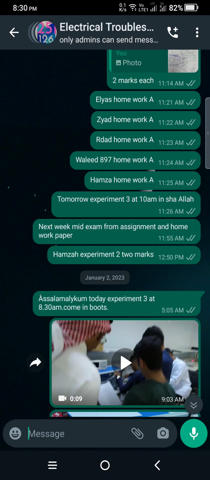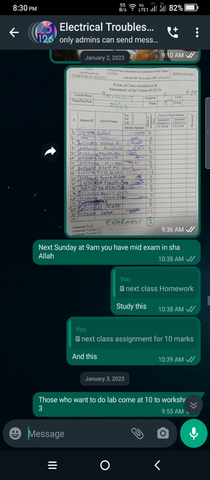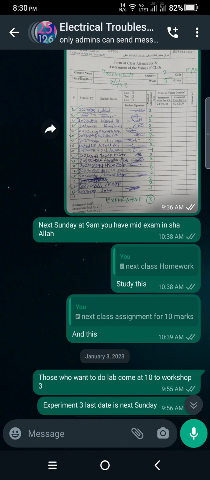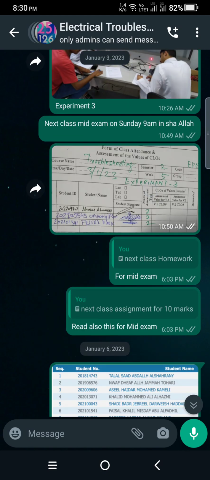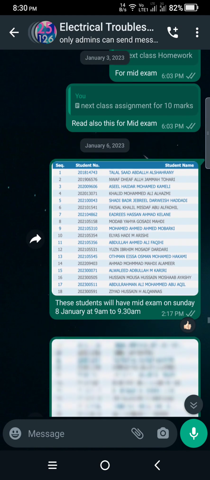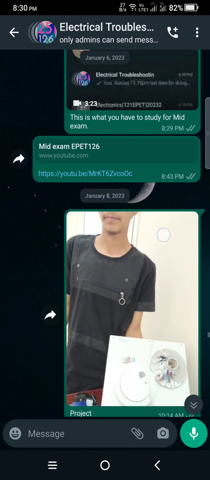That's why I didn't allow any student to write in this WhatsApp, so that no extra information can be written here. Similarly, you see here all the practicals done, 2 marks, and those who have not come in boots, minus 1 was given. And in this way you have completed your sessions. So next, you have the assignment.